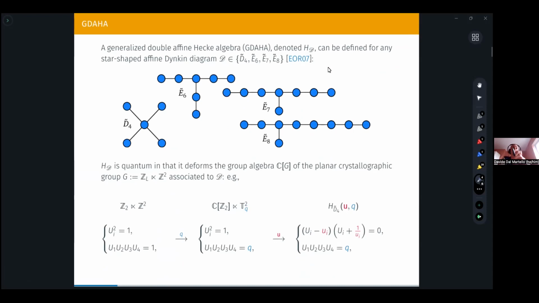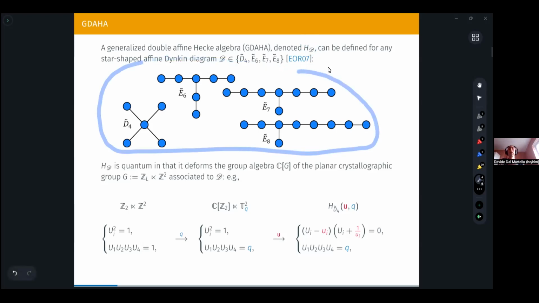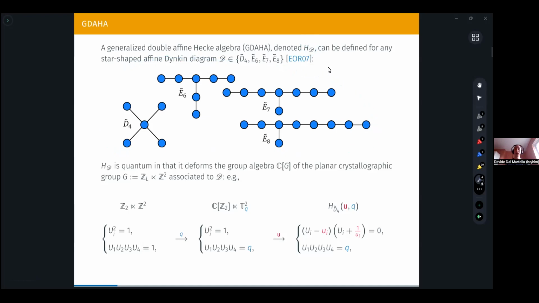There is one such algebra, one such GDAHA, that I denote H indexed by D, for each of the four affine Dynkin diagrams you see here. So what's special about these? Well, they are affine Dynkin diagrams, so they come out of the theory of affine Lie algebras. At the end of the day, they are like the usual Dynkin diagrams, but you just add another node in a suitable locus, say for D4.